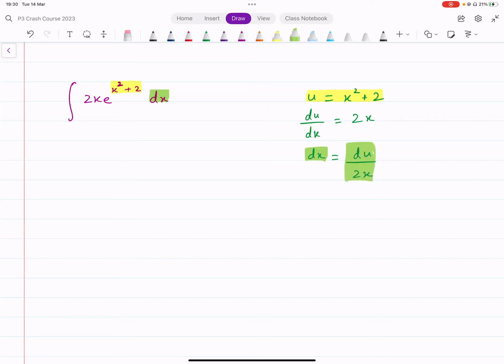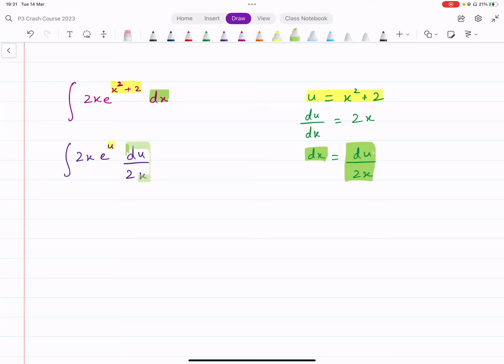Now, let's do the substitution and see what we get from that. 2x remains as it is. We're not going to do anything for that for now. E raised to power x squared plus 2, that gets replaced with u. So you have e raised to power u here. Okay. And then dx gets replaced with du over 2x. So in place of x squared plus 2, we are inputting u. And in place of dx, we are inputting du over 2x, not dx. It's du over 2x.